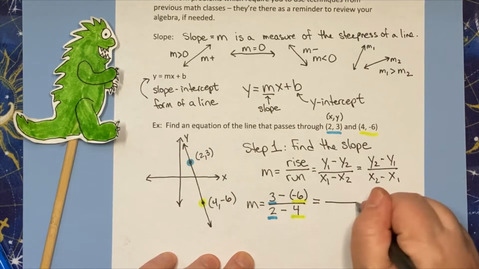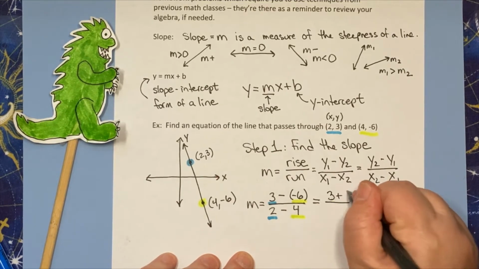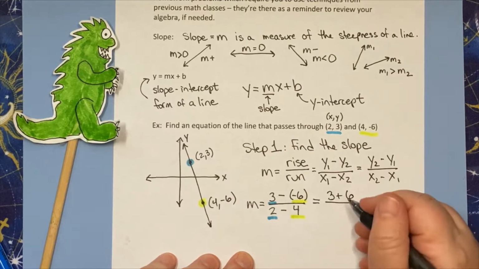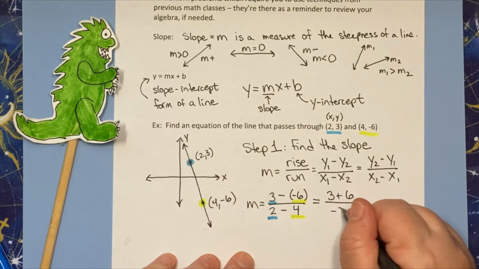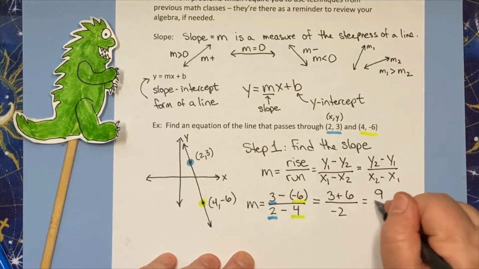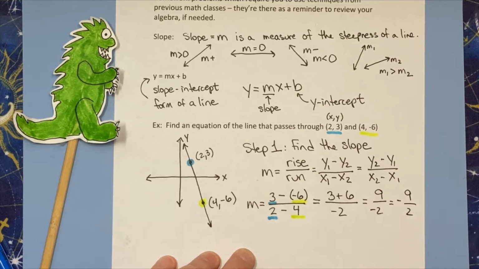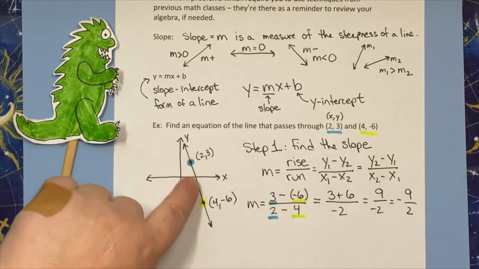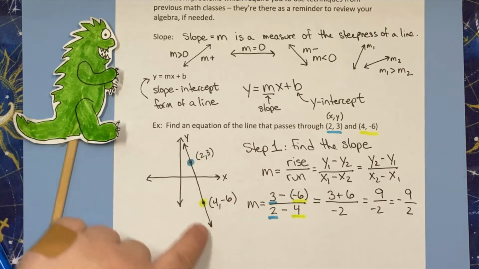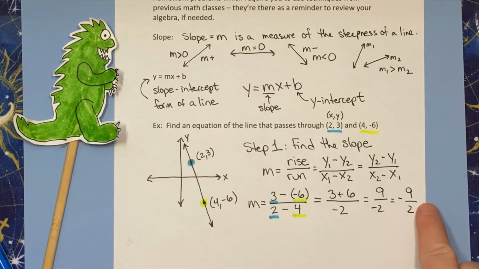Okay, so up on top, I get 3 plus 6. Down the bottom, I've got 2 minus 4, that's -2. So 9 over -2, so I've got -9 halves. Woohoo! So, does this agree with what we already know? Absolutely. We said this was decreasing, it was going down, so it should be a negative slope, which we got right there.